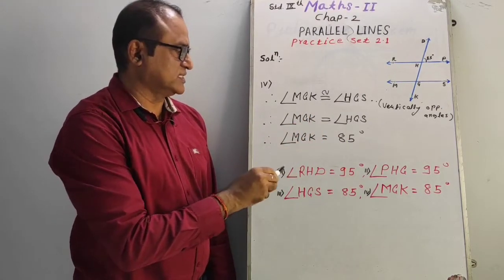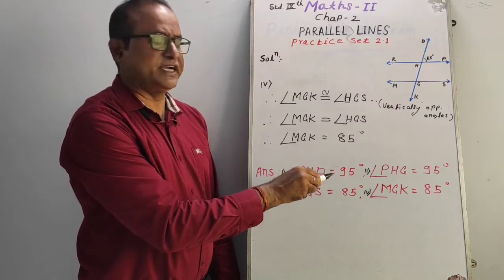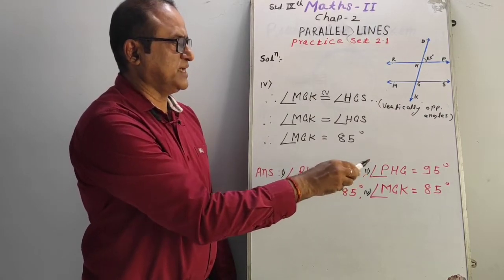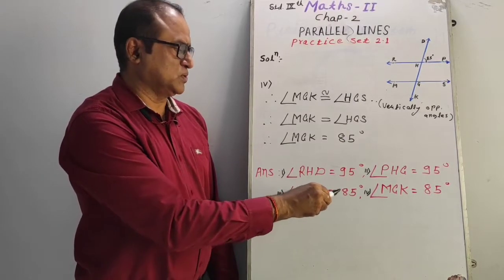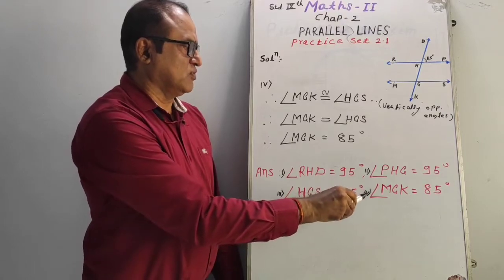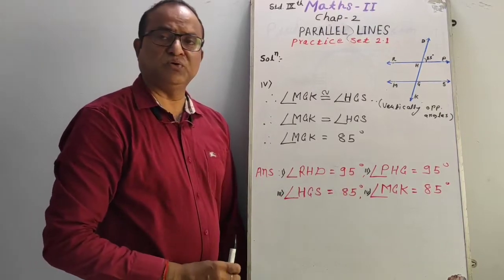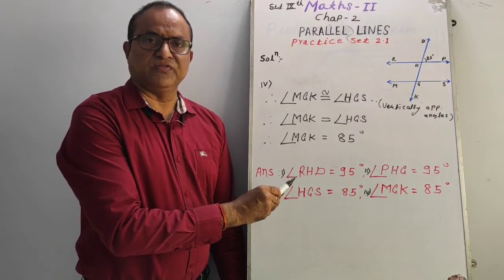Therefore, the answers: first, angle RSD is equal to 95 degrees. Second, angle PHG is equal to 95 degrees. Third, angle HGS is equal to 85 degrees. And fourth, angle MGK is equal to 85 degrees. All of you understood?